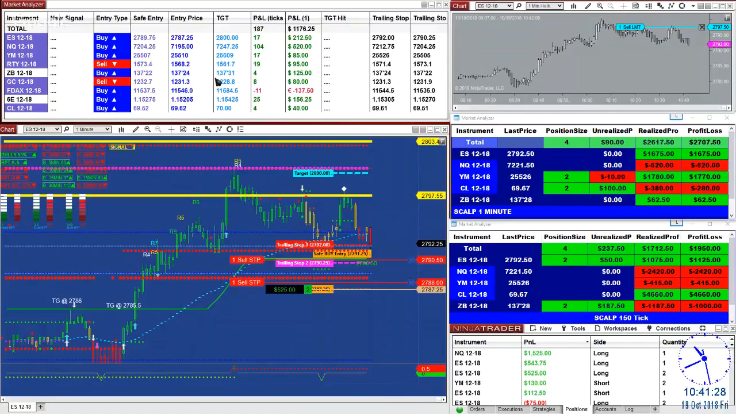So the party is over on the pullback re-entry, folks, and we'll start looking for a new signal.